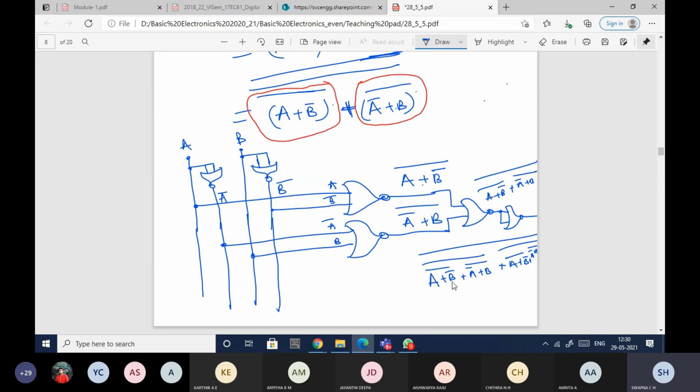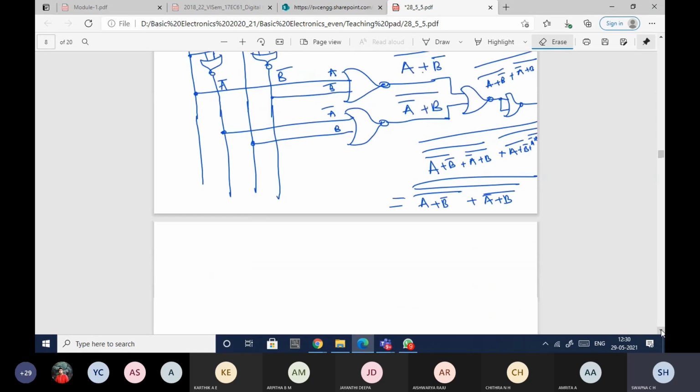Okay, but this term is repeated twice. So I can just write once (A plus B bar) whole bar plus (A bar plus B) whole bar, double bar. Okay, so in the exam you need not write these output equations. This is only for your understanding. I'm just showing it. Okay, hope this is clear to all of you.